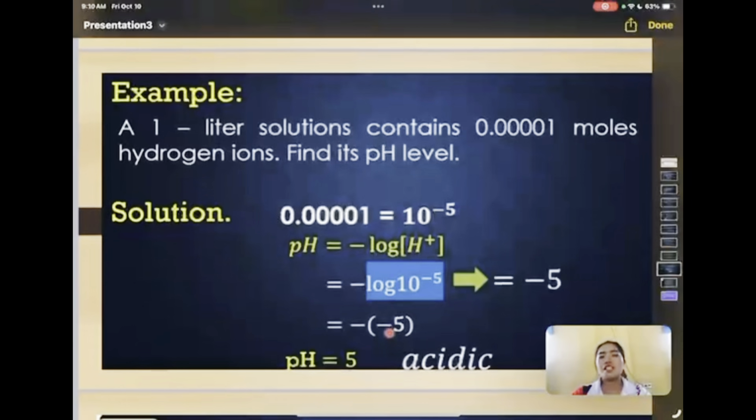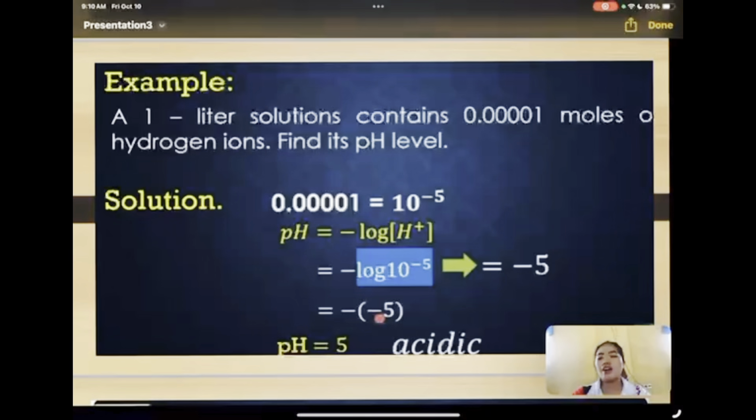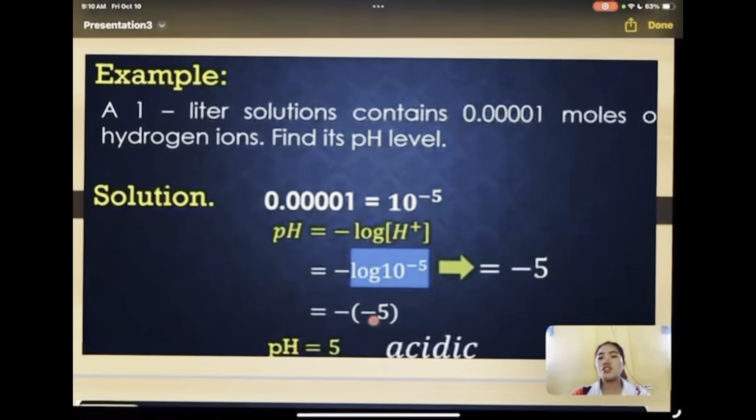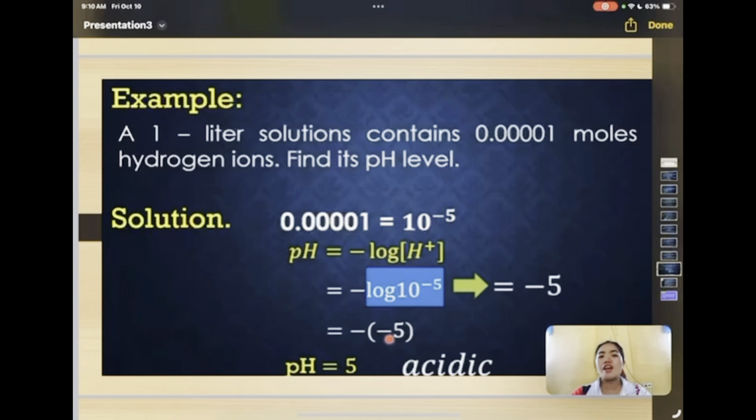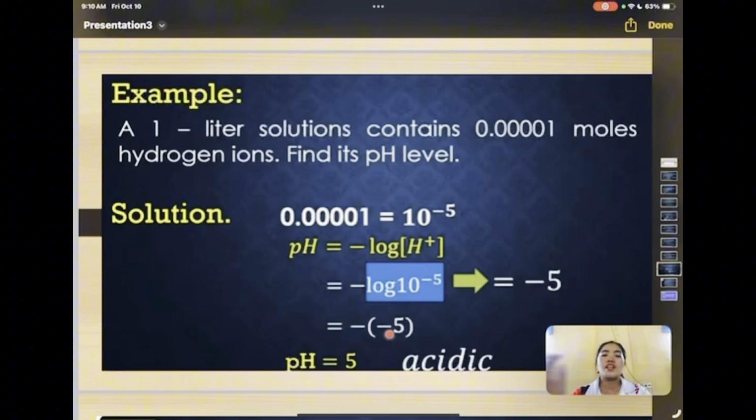Now, let's have an example. So we have here a 1 liter solution that contains 0.0001 moles of hydrogen ions, and find its pH level. Now, for the solution, we're going to convert this decimal 0.0001 into exponential form. With a base of 10, you have 10 raised to the power of negative 4. Then you have pH is equal to negative log of H, or hydrogen ion, which is 10 raised to the power of negative 4.